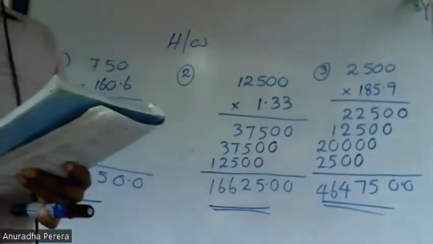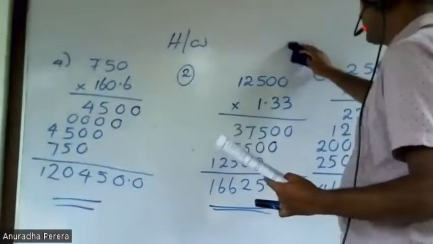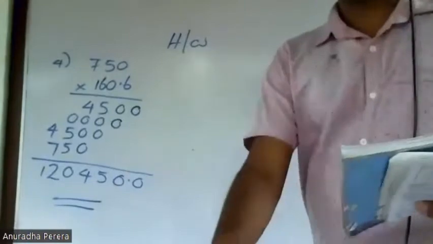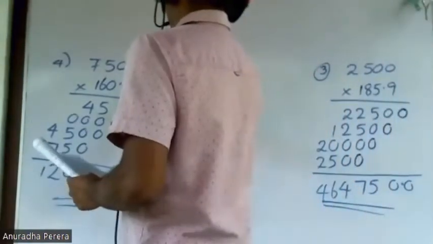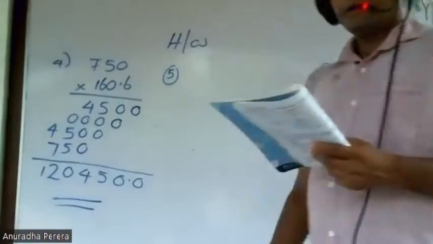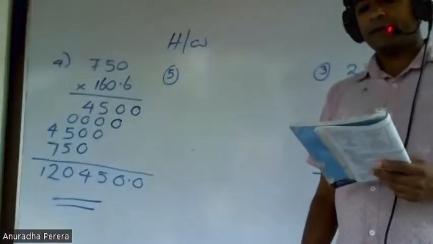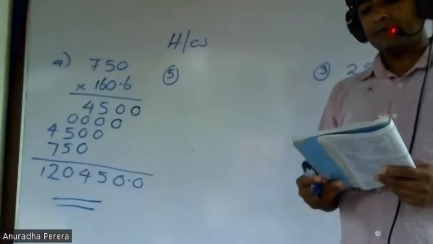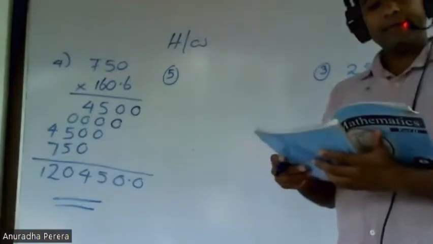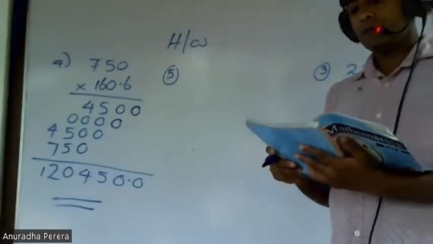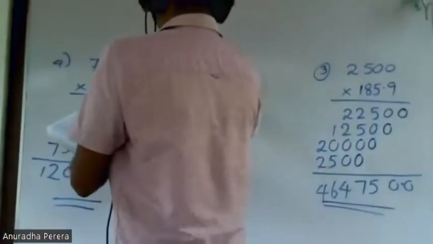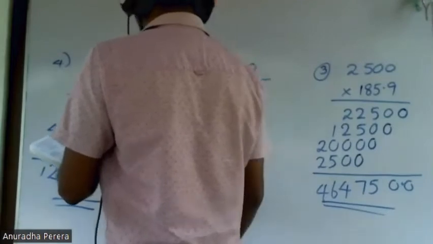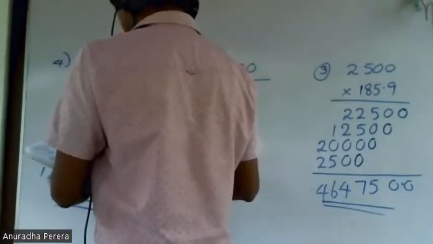Question number 5. A pilgrim who travels to India converts 56,500 Sri Lankan rupees into Indian rupees. How many Indian rupees does he receive? 1 Indian rupee equals 2.26. To find the answer, 56,500 Sri Lankan rupees will be divided by 2.26.